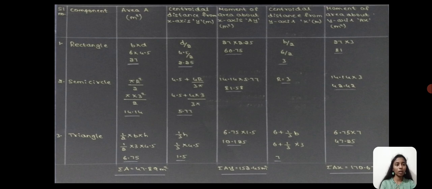Now moment of area about x-axis, A into y. We have to multiply area and the centroidal distance similarly as we did for the rectangle. 14.14 into 5.77, that is equals to 81.58 is the moment of area about x-axis, A into y. Now centroidal distance from y-axis x, r is equals to 3. Moment of area about y-axis, A into x. A into x is 14.14 into 3, that is equals to 42.42.